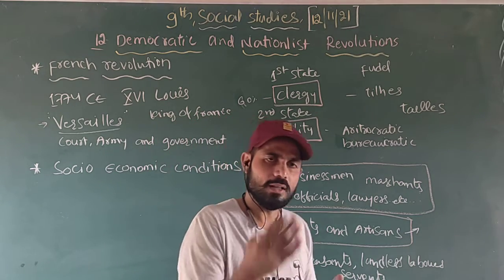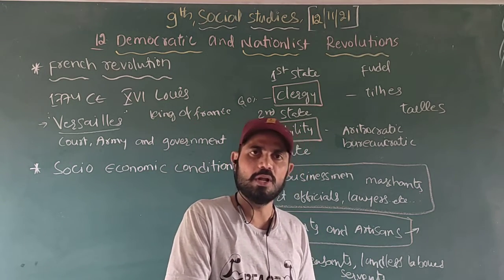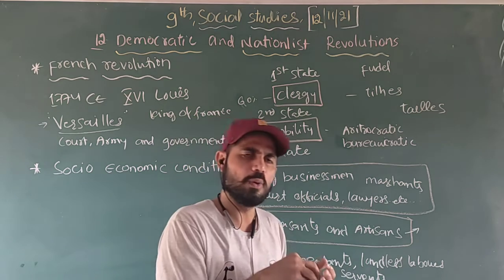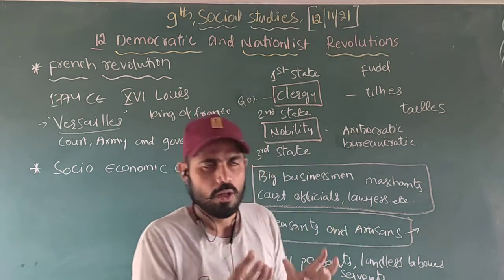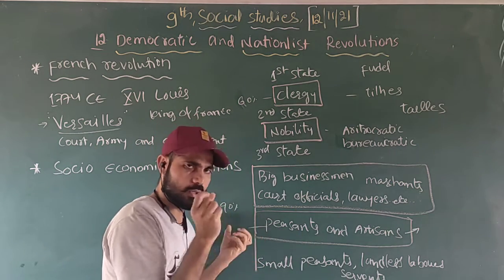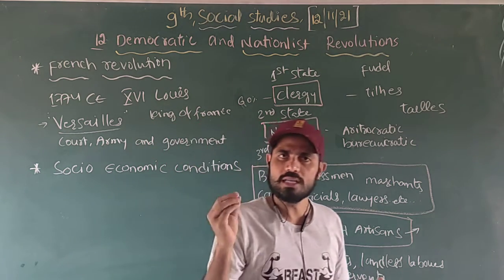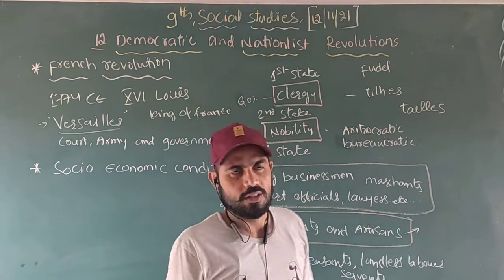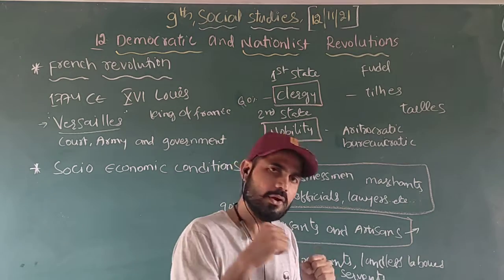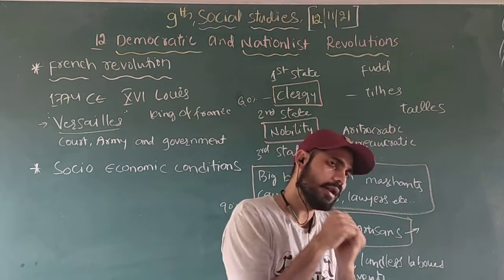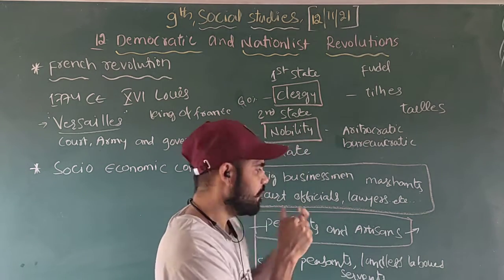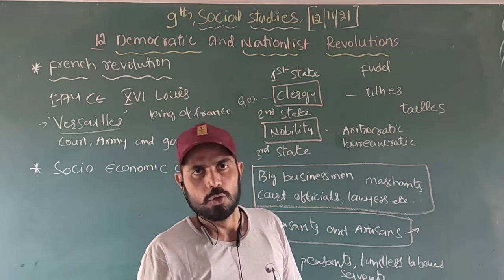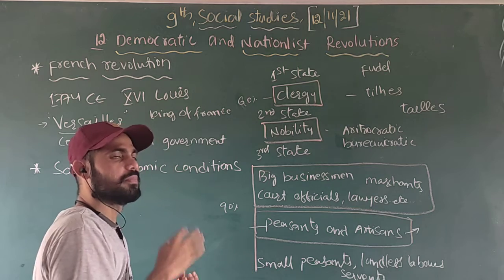Why was the French treasury empty? Because the French participated in many wars. The French fought many wars all over the world, especially against England. Why? Because both were colonizing powers, England and France. When they wanted to colonize, they wanted to dominate each other all over the world. In India also, the French supported one king and England supported another king. So that's why they lost the treasury.